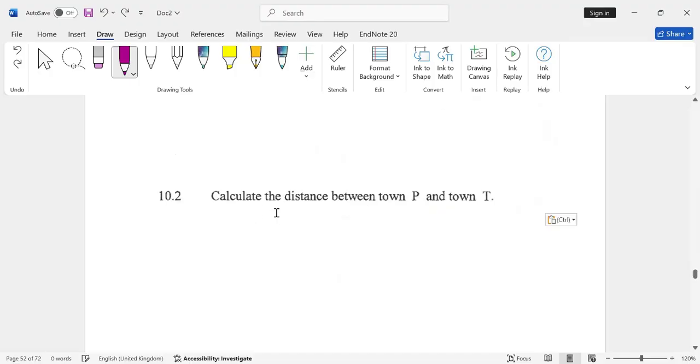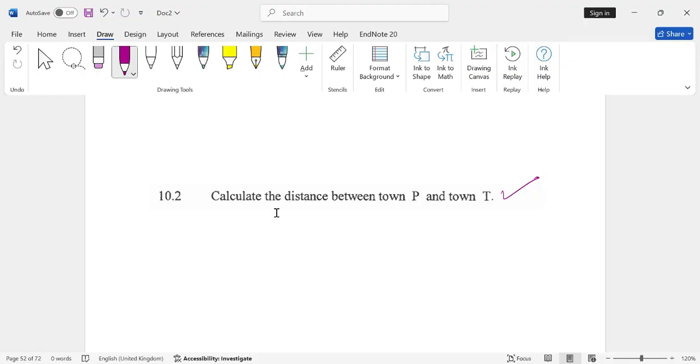In 10.2, we have to calculate the distance between town P and town T. The distance between P and T is the total distance covered when the cyclist stops at T. Stopping means the speed is 0. First find the time when the cyclist stops, by setting s prime of t equals to 0.